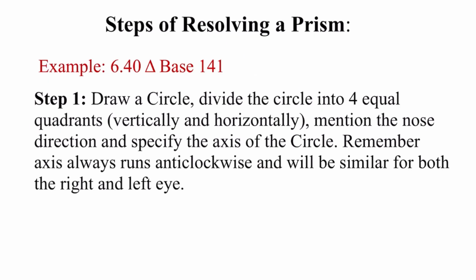Suppose we have an example: 6.40 prism diopter base towards 141 degrees. Step 1 is to draw a circle and divide the circle into 4 equal quadrants vertically and horizontally. Mention the nose direction and specify the axis of the circle. Remember, axis always runs anti-clockwise and will be similar for both right and left eye.